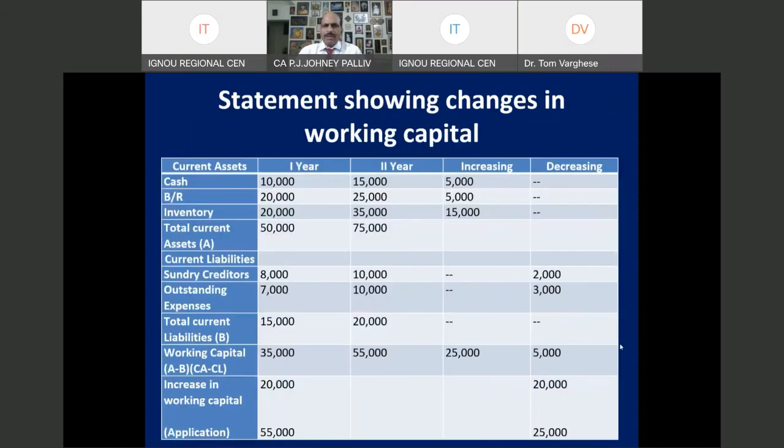And we have a statement showing changes in working capital. I said working capital is the difference between current assets and current liabilities. What is current asset?